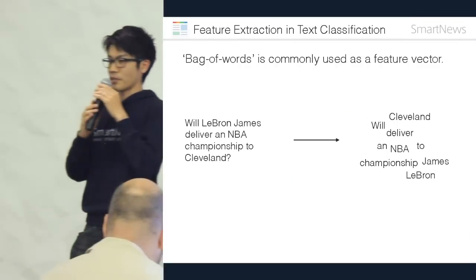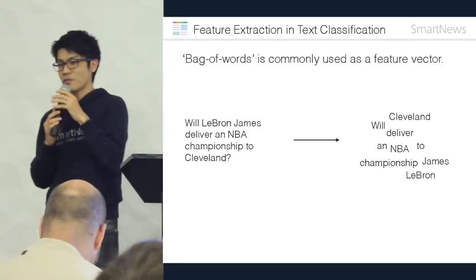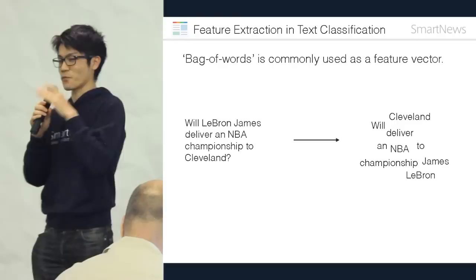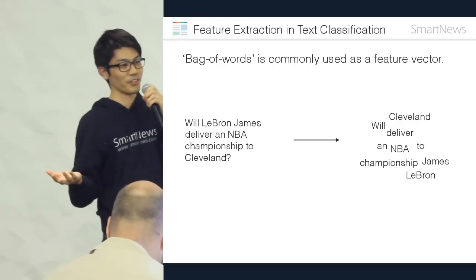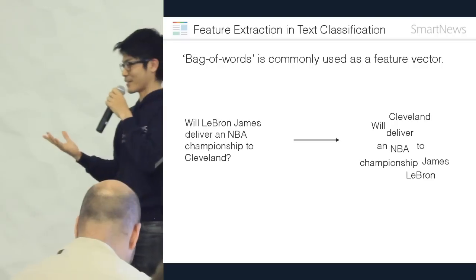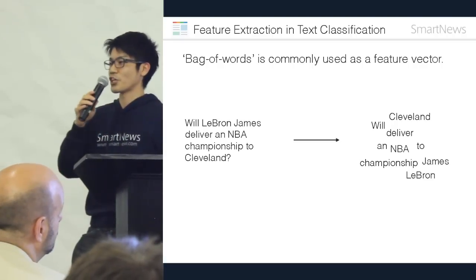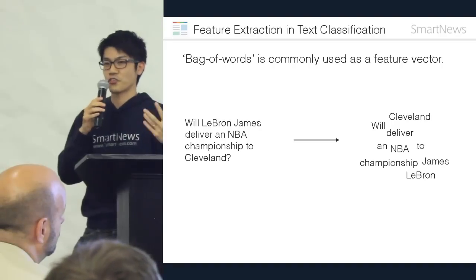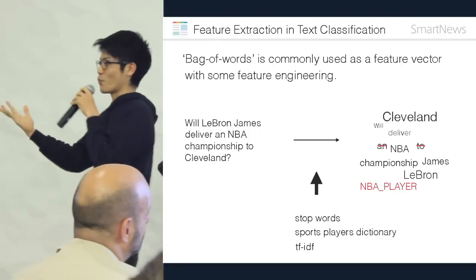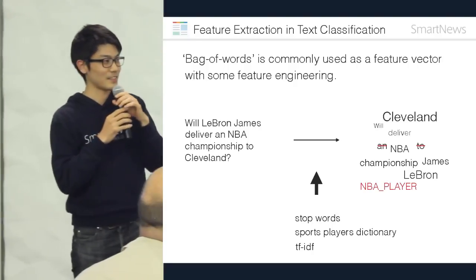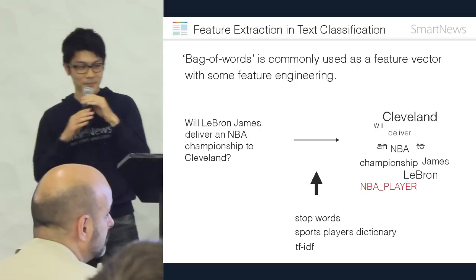As a feature vector, bag of words is commonly used. Bag of words is a set of words in the document. It doesn't care about word order. It's very simple, but it's not bad. If we want to improve the quality, let's say the precision, of text classification, we add, for example, stop words, or we add some dictionary, or we add TF-IDF, like that.